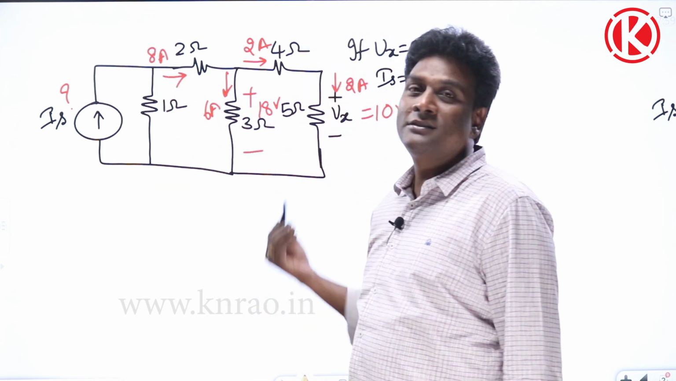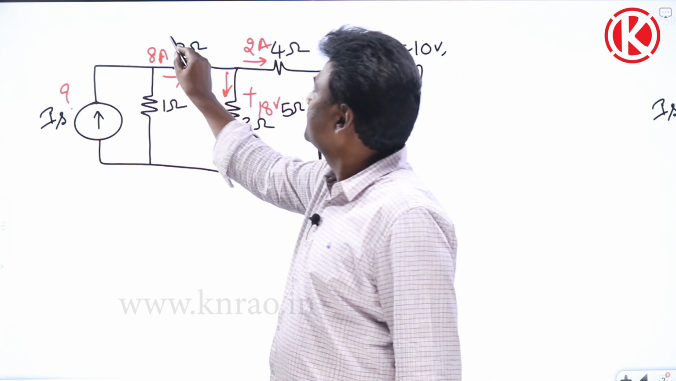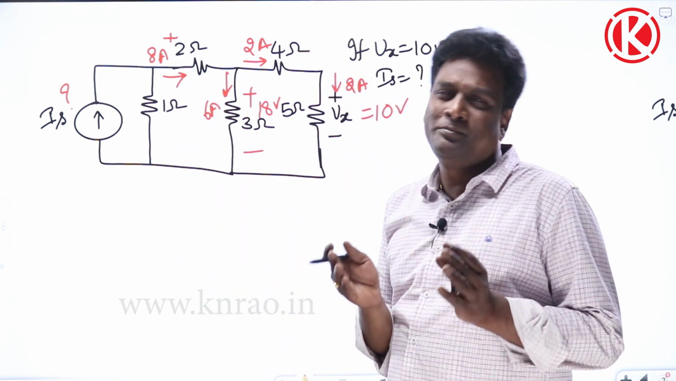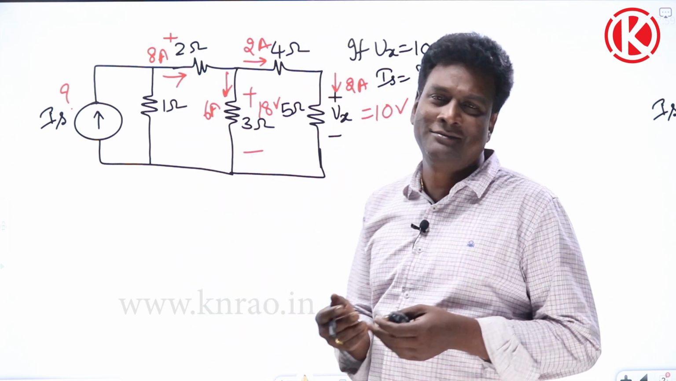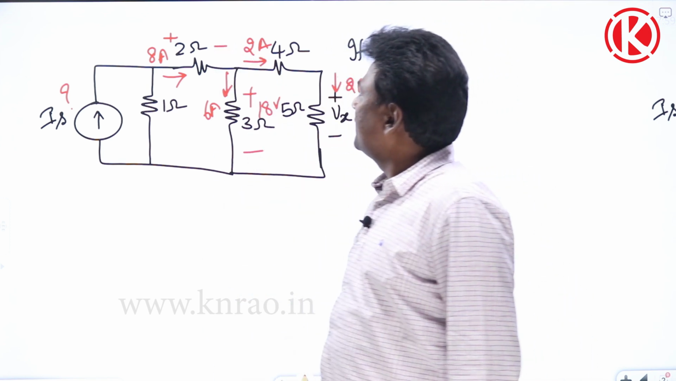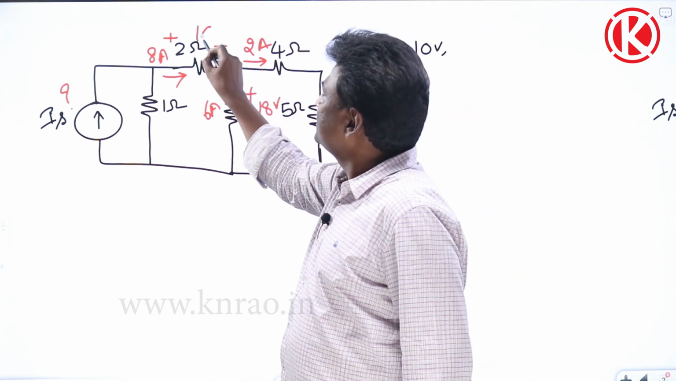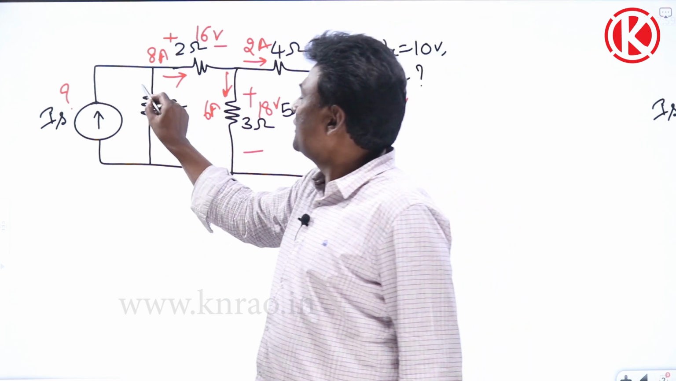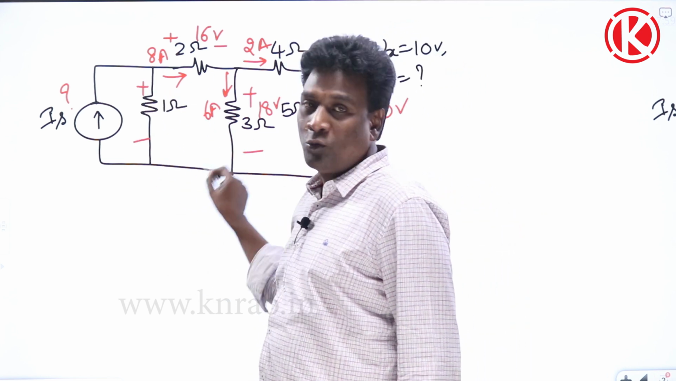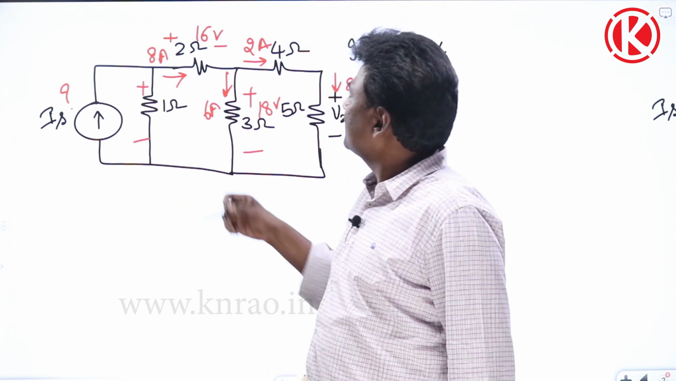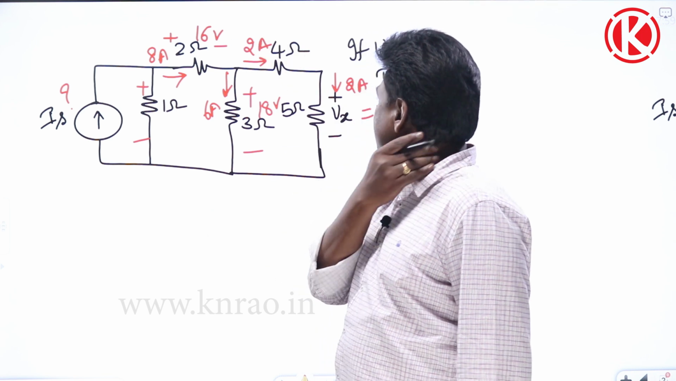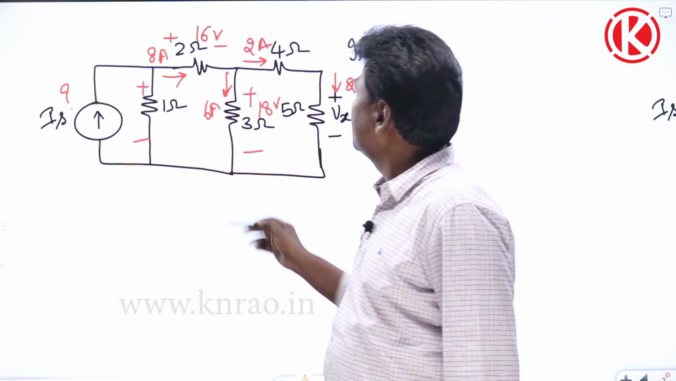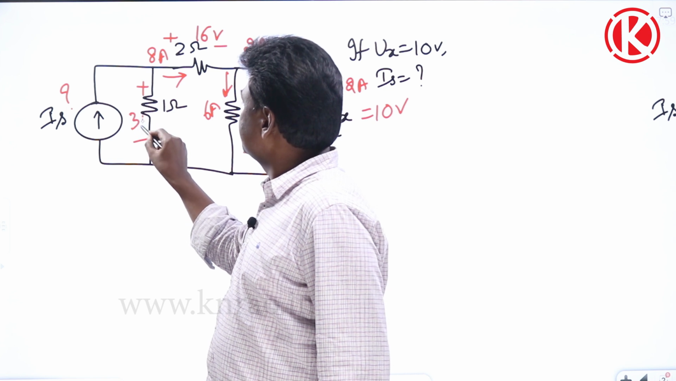And if 8 amperes current is flowing through 2 ohms resistance, and one more thing, try to have pen and paper, try to practice. Now, 8 into 2 is going to be 16 volts. And if I try to apply KVL in this particular loop, voltage across this is going to be 16 plus 18, 34 volts.